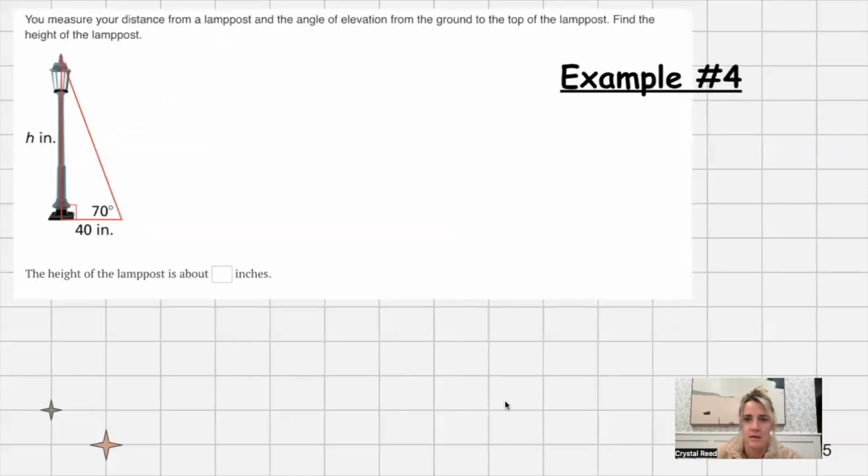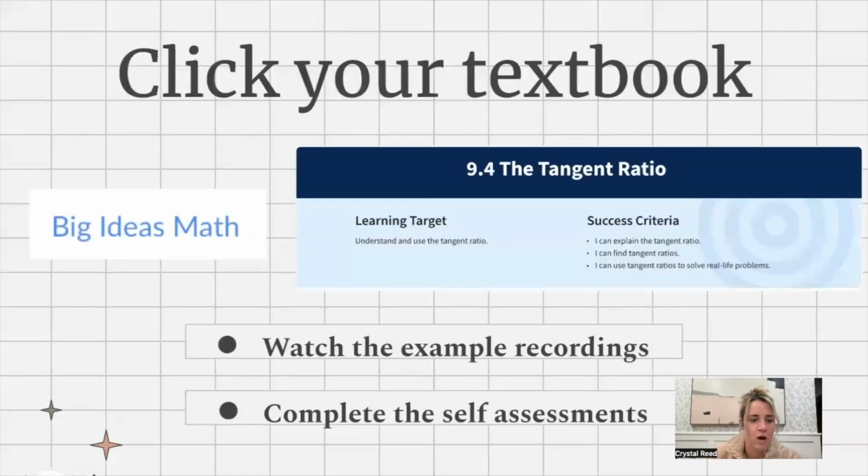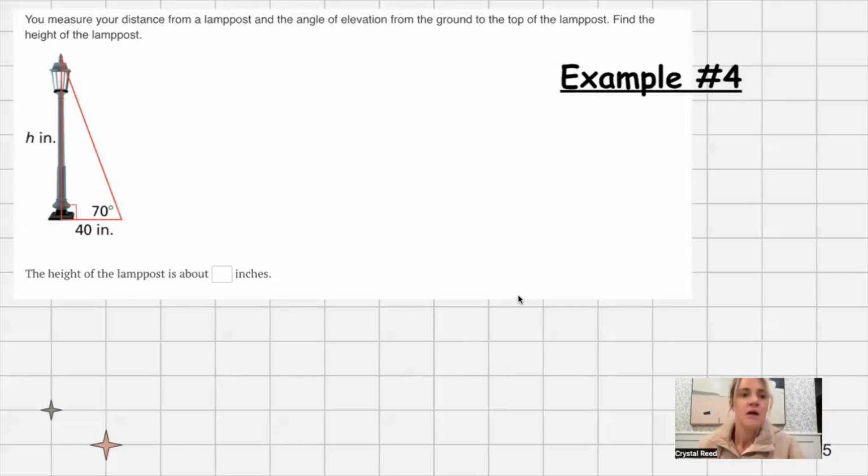And yep, we have one more. We're going to do one that's a real world problem. Actually, this is probably the most used math in the real world, these trig ratios, because if you want to find the height of something and you only know the angle and one length, you can find anything else. You measure the distance from a lamppost and the angle of elevation from the ground to the top of the lamppost. Find the height of the lamppost.